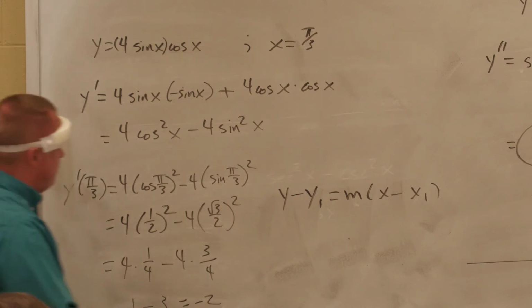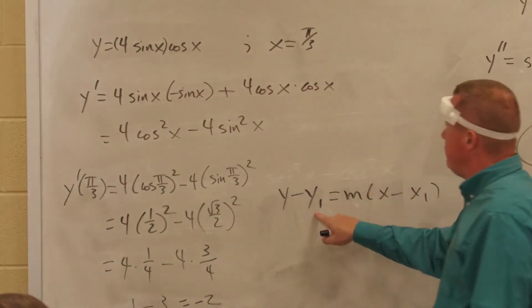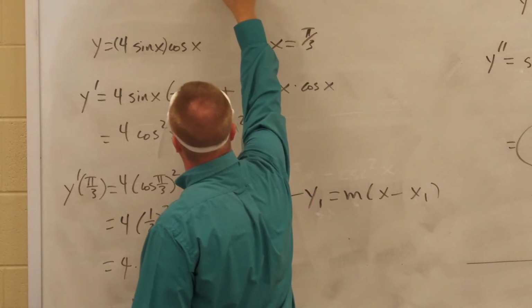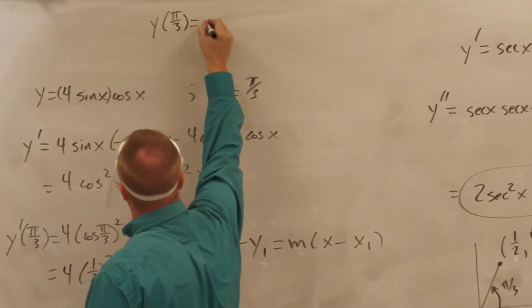Okay. To find my x1, y1, I go back to the original function and I plug pi over 3 into it.